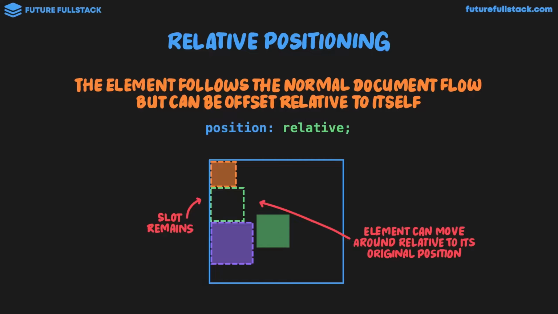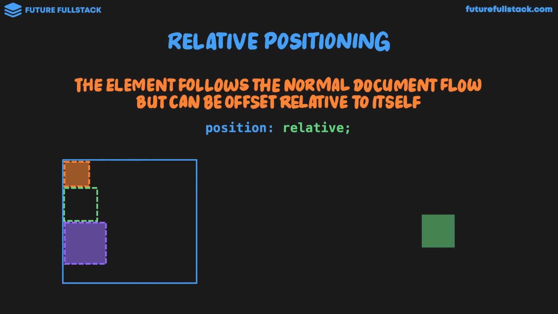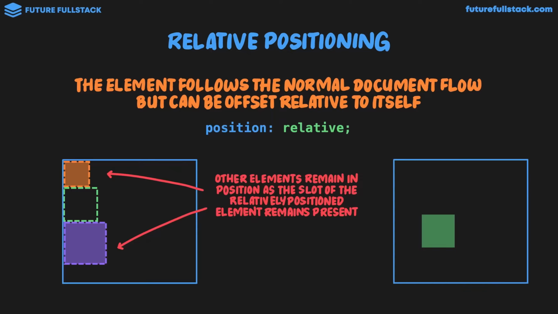So let's get a better visual understanding of what's happening here. It's kind of like there's 2 layers going on here. All the other elements and slots are in one layer, where other elements remain in position as the slot of the relatively positioned element remains present. So in our first layer, because the slot is still there, the orange and purple elements stay in place, now with a gap between them created by the slot of the green element. And for the green element, this is now in its own layer and can move around.